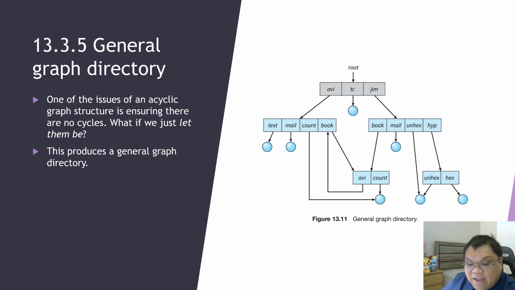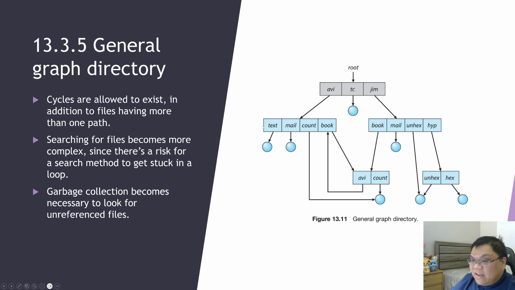If we write a search algorithm for a general graph directory, we ought to code it so that it doesn't get stuck in a loop. And that's because cycles are allowed to exist, in addition to having files that may have more than one path to them. As I said, searching for files becomes more complex because of that danger of getting stuck in a loop.